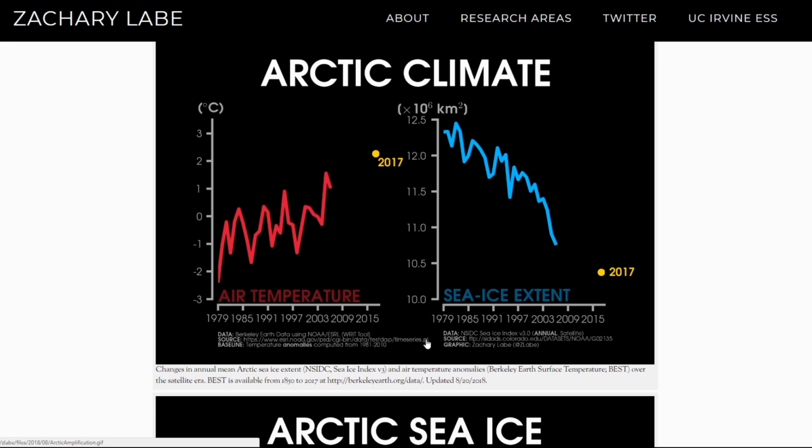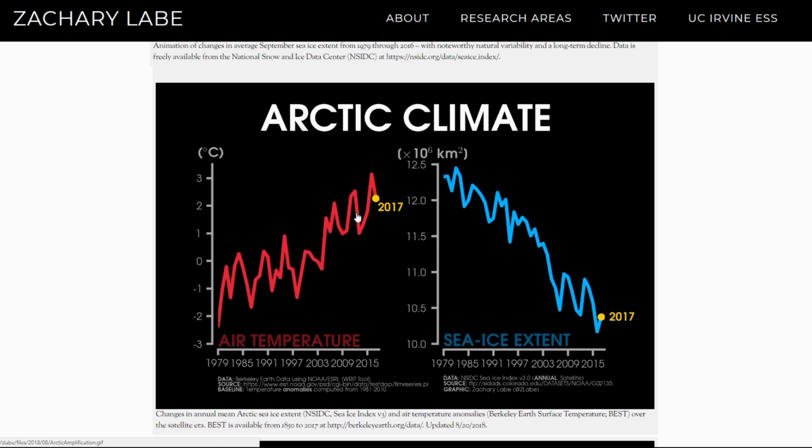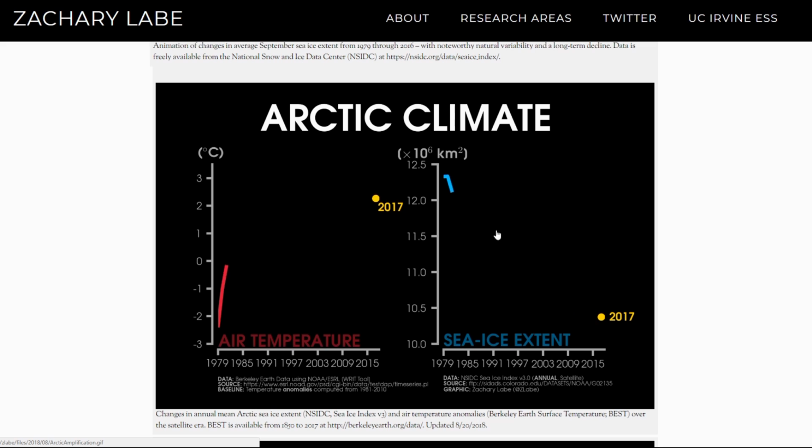So if we keep going down here, this shows it a bit more clearly. So you have the sea ice extent. So this is the extent, this isn't the thickness. And we have the increased air temperature, which has gone from negative 2.5 degrees, that's an average air temperature, to plus 2 degrees Celsius. And you can see there's a rapid decline in sea ice extent.